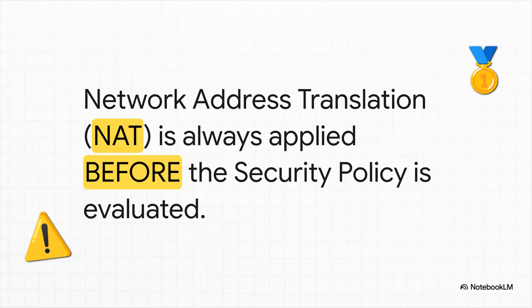And this brings us to what I call the golden rule. Seriously, if you remember one thing from this whole explainer, make it this. It's a guaranteed interview question, and it's the source of probably 90% of all policy headaches. The firewall always does the NAT translation first. Then, and only then, does it look at the security policy and it evaluates that policy against the new translated packet. If you forget this, I promise you, you will spend hours pulling your hair out troubleshooting.